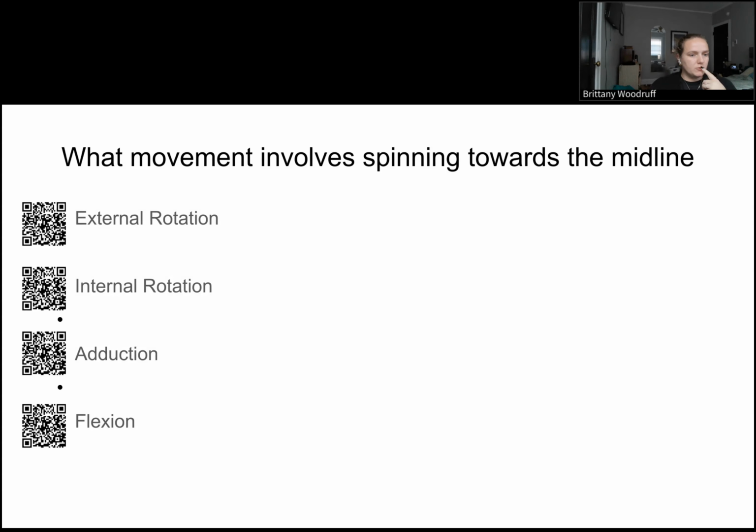Yeah, so spinning towards the midline, internal rotation. Okay? If it just said movement towards the midline, you would be talking about adduction.